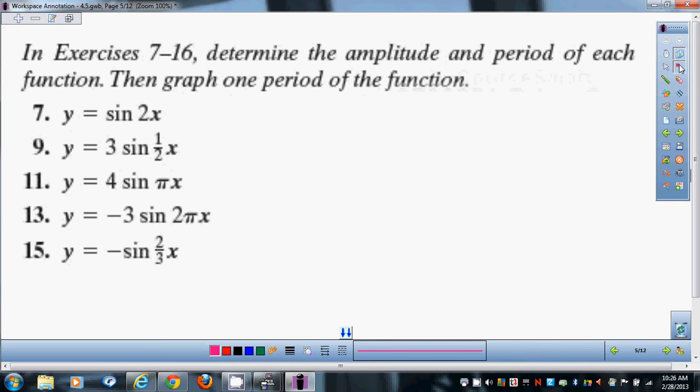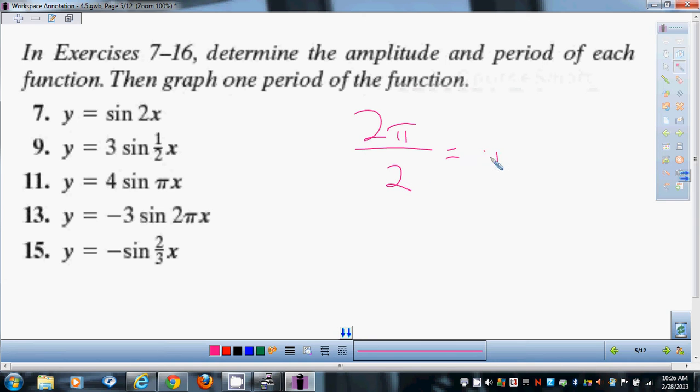Period is 2 pi over the number being multiplied by x. So, what will the period be on number 7? Who wants to tell me? Marco. Well, that's the number you're dividing by. What will your actual period be? Pi. Very good. It'll be pi.